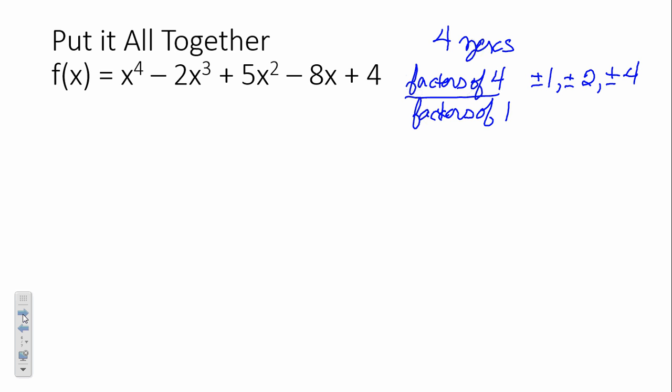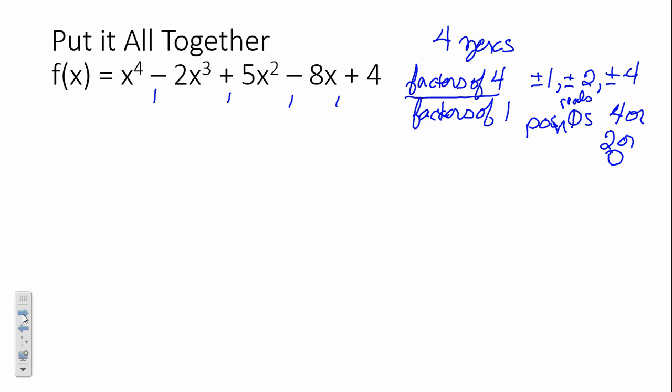So now let's think about Descartes' Rule of Signs. How many sign changes? Positive, negative. 1, 2, 3, 4. So how many positive zeros can we have? 4 or 2 or 0. And those are the reals.